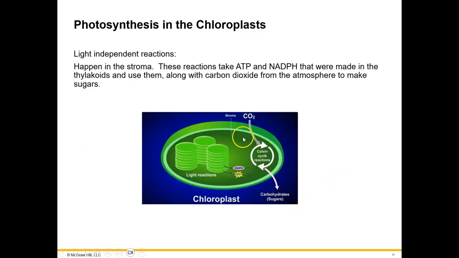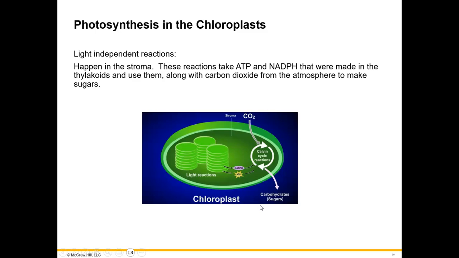The Calvin cycle is part of our light-independent reactions. It's happening in the stroma. It does not need light to take place. These reactions are going to take up that ATP and NADPH that were made in the thylakoids and use them alongside CO2 from the atmosphere to create the sugars. And that's our entire photosynthesis process.